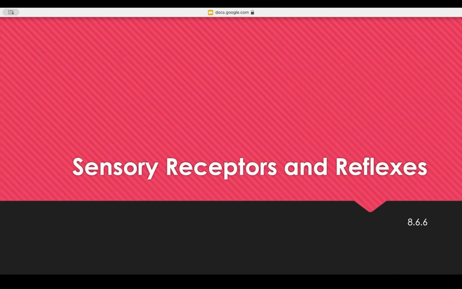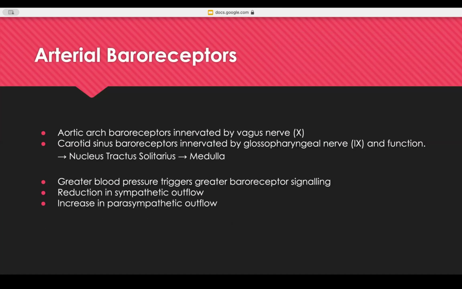So now we'll move on to talk about sensory receptors and reflexes in cardiac physiology, which is under your syllabus at 8.6.6. So you need to be aware of arterial baroreceptors. There you have two groups of them. There's a group in the aortic arch, which are innervated by your vagus nerve, and a group in the carotid sinus, innervated by the glossopharyngeal nerve. These are both cranial nerves and are also denoted by Roman numerals. So the vagus nerve is the 10th cranial nerve, the glossopharyngeal nerve is the 9th.